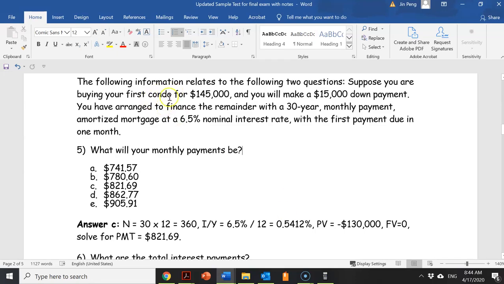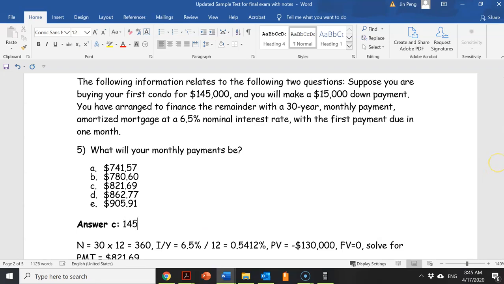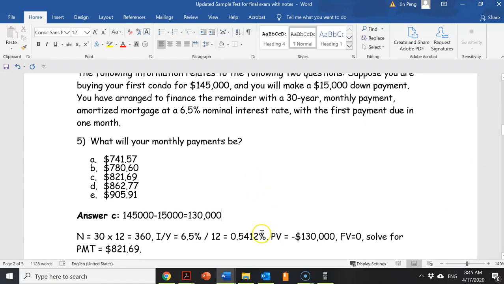First of all, the amount we borrow today is the gap between the total price and the down payment. So step 1, we need to use 145,000 minus 15,000. The gap between the total price and the down payment would be 130,000. This is the money we're going to pay back using the mortgage. So we can input this amount as our present value here. Either positive or negative sign works.